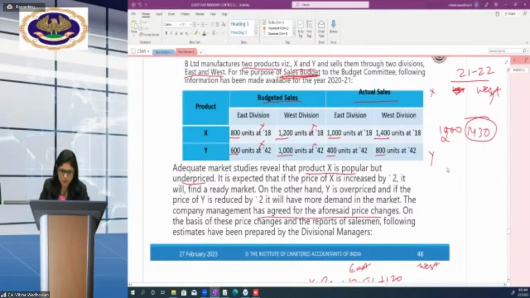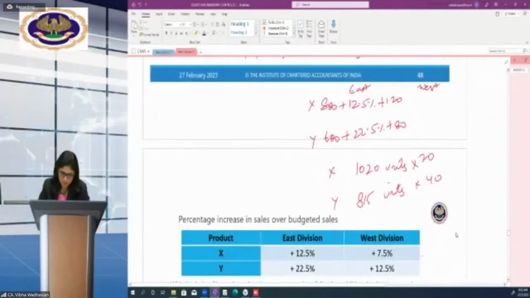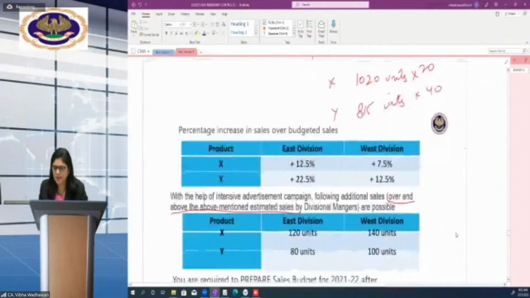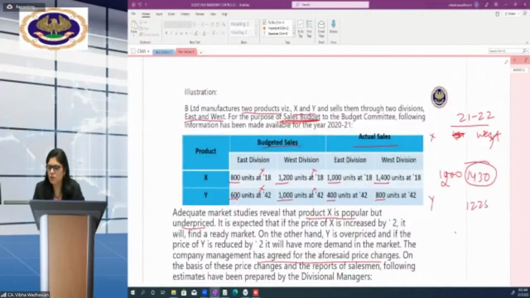And how can we do it for Y? 1000 units expected to increase plus 12.5% and plus 100 units. So West division product Y 1225 units. All right, you just have to calculate the units here. Selling price has to be upgraded to 20 and 40 respectively. So yes, 1020, of course. You have to calculate like this only.